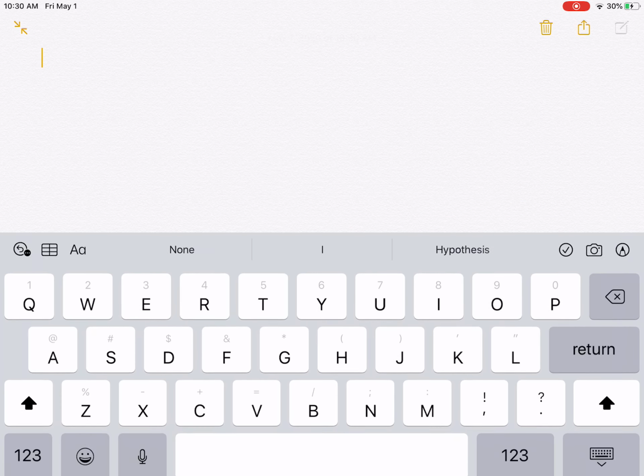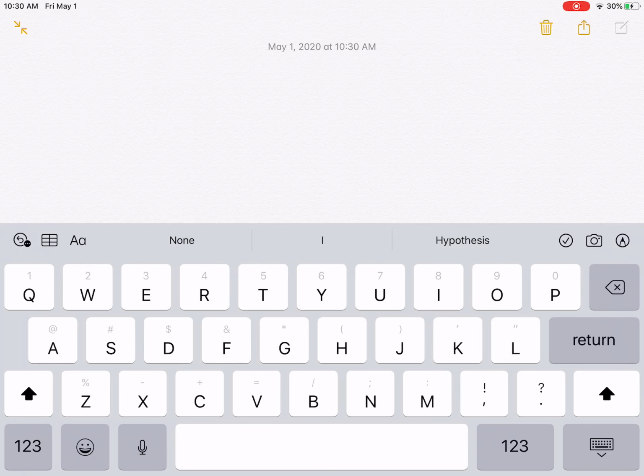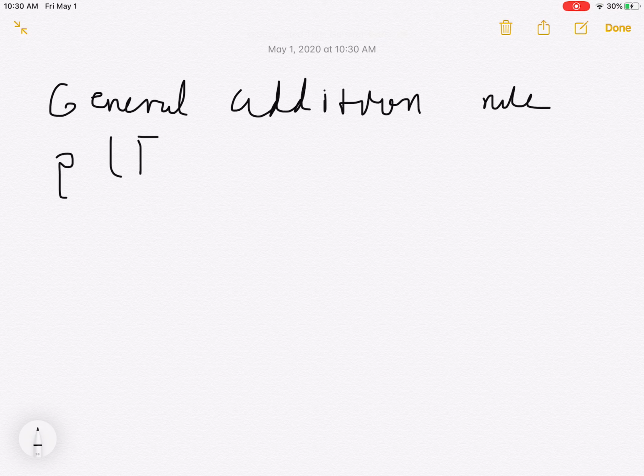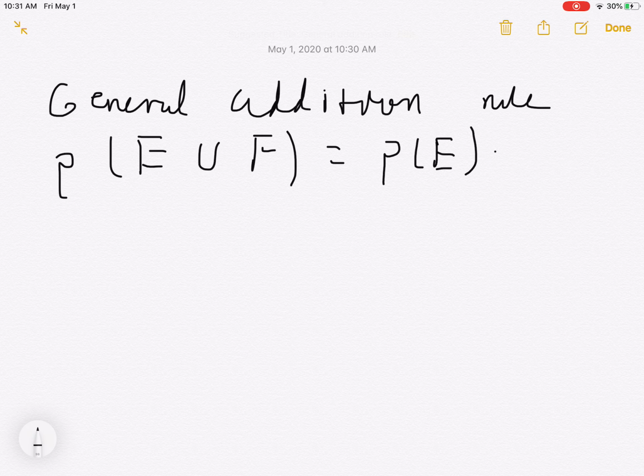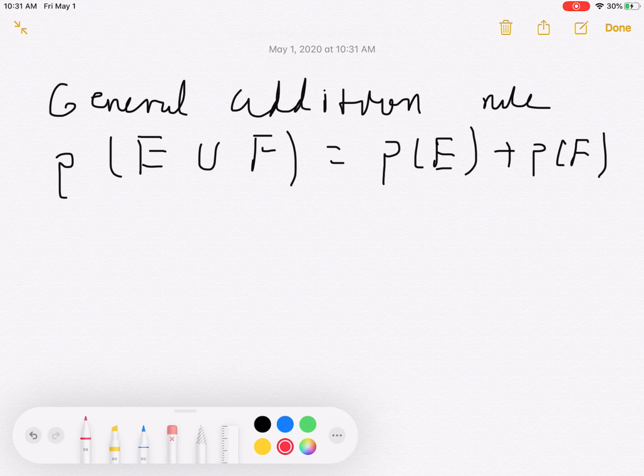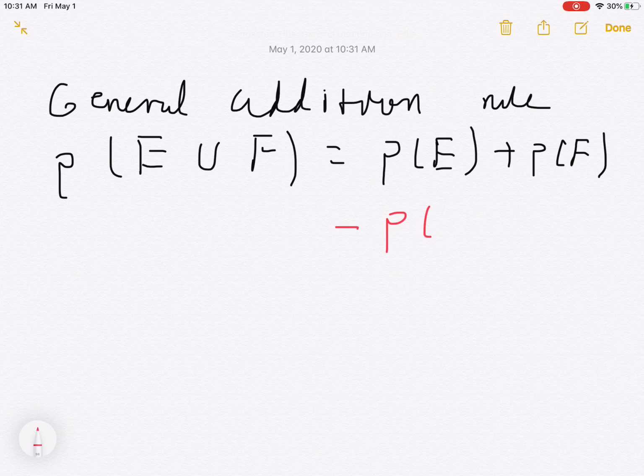So what we basically concluded is this. There's this general addition rule, and it says this: the probability of E union F is going to be equal to the probability of E plus the probability of F, but if they share an intersection, I have to subtract that. That was one event that they had in common.